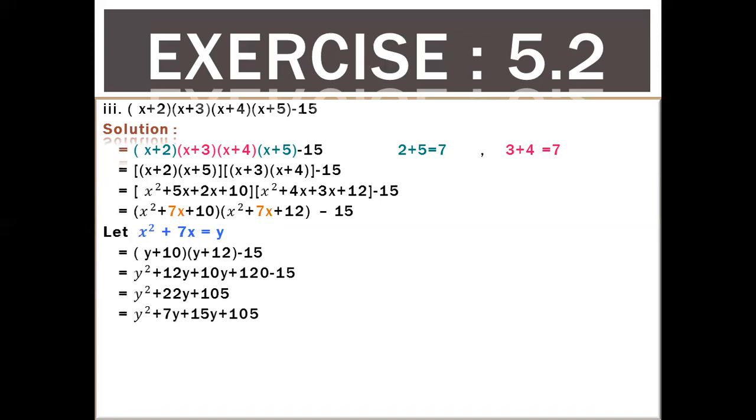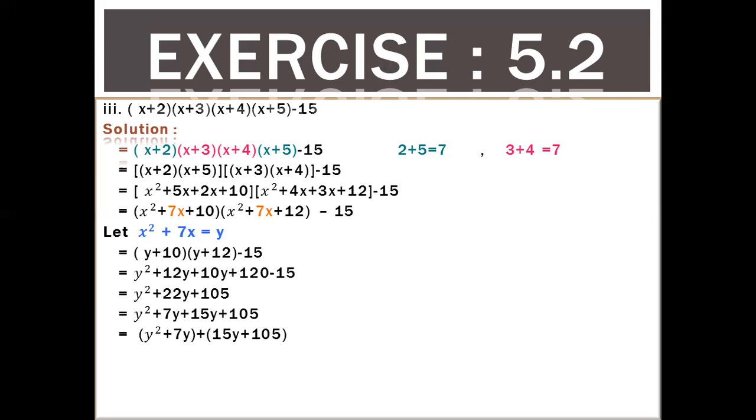Again, you will find all the possible factors of 105, as we have already done in questions 2 and 3. You will find all the possible factors of 105, because 22 and 105 both have the plus sign. It means that you will choose the factors where both numbers have the positive sign.